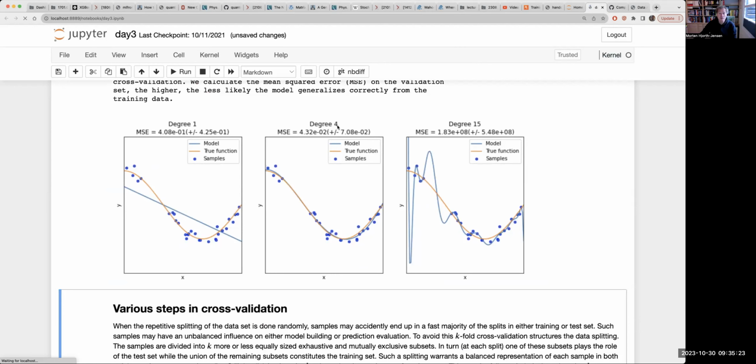I take a degree 4, and this is actually a function of degree 4. And these are some samples with noise here. And you see now that the polynomial which I'm fitting is doing a pretty good job. So I have a 10 to the minus 2.